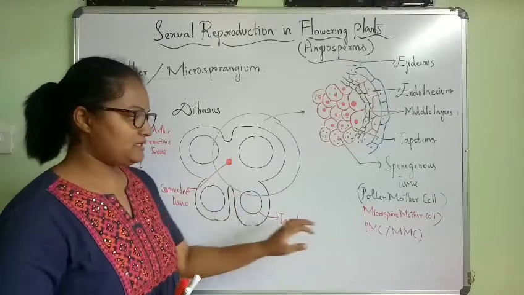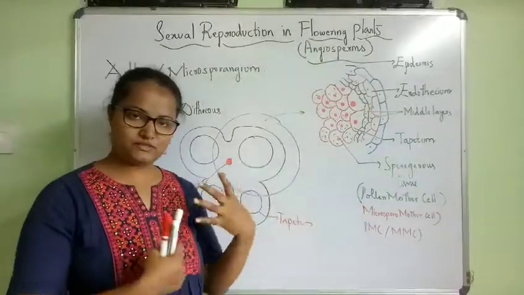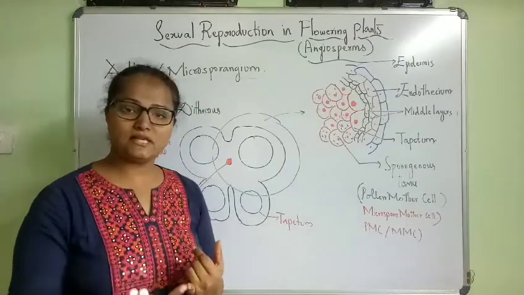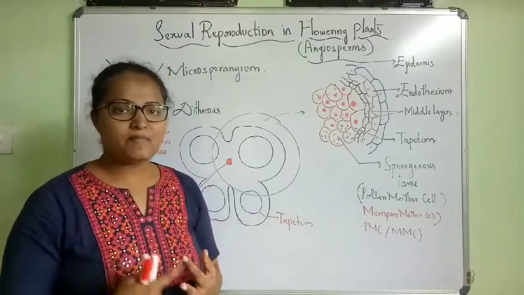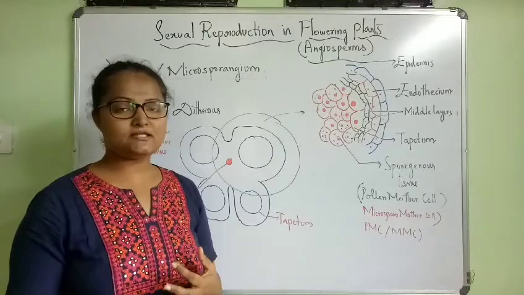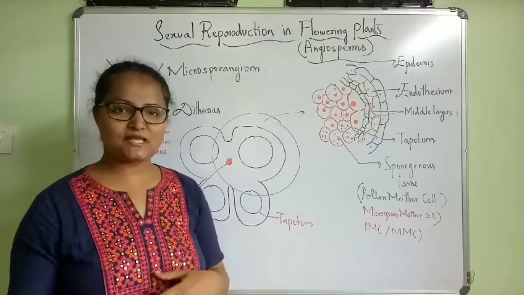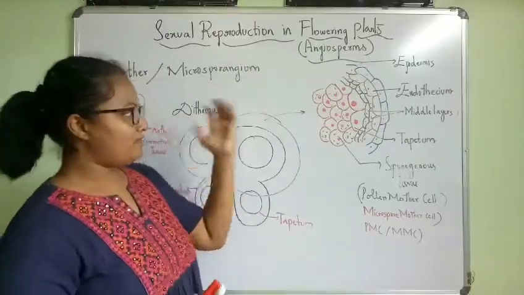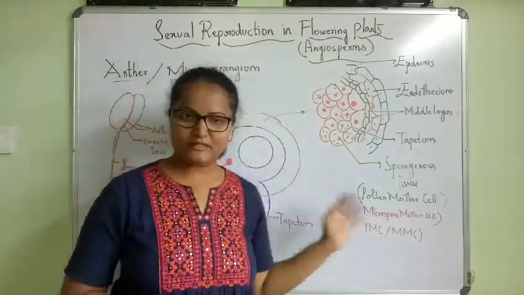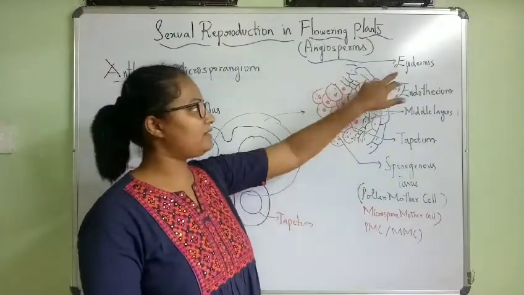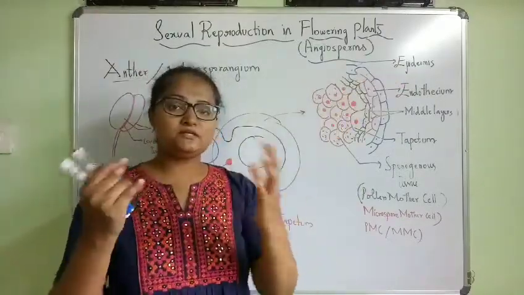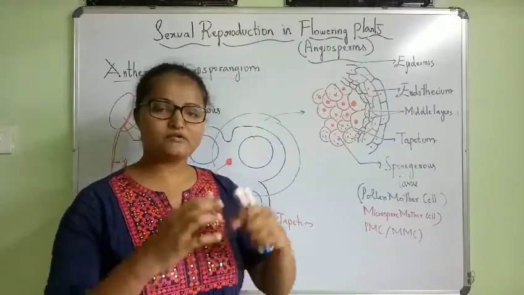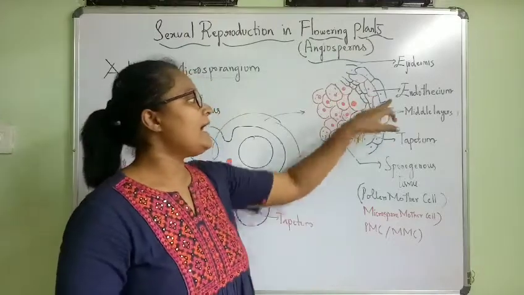Inside the microsporangia there will be the sporogenous tissue, which is made up of our pollen mother cells, also called microspore mother cells. Hence it is called microsporogenesis. I have told you the production of microspore. Now we'll study the layers of the TS of anther. The outer layer called epidermis functions as a protective layer, giving protection for the inner layers.